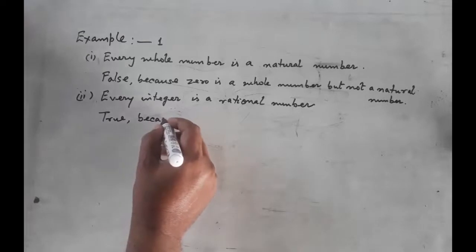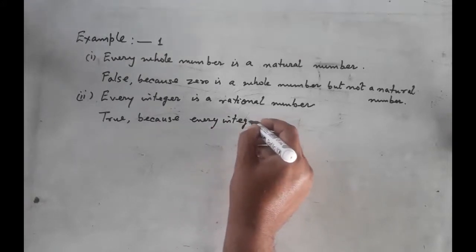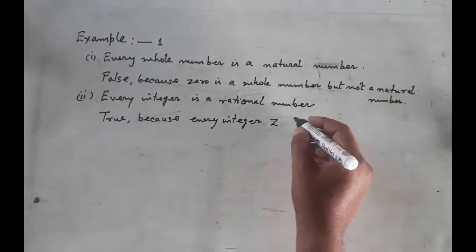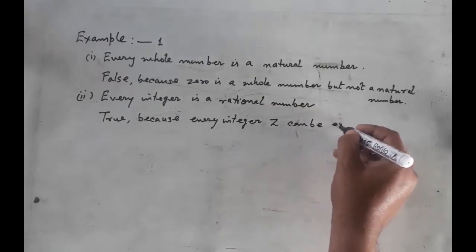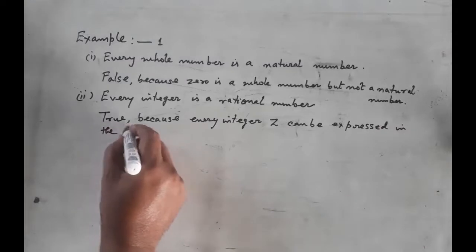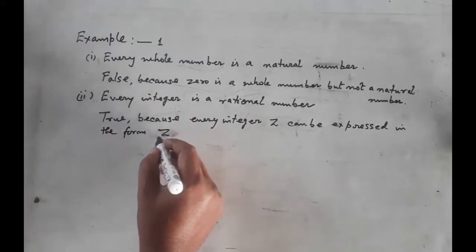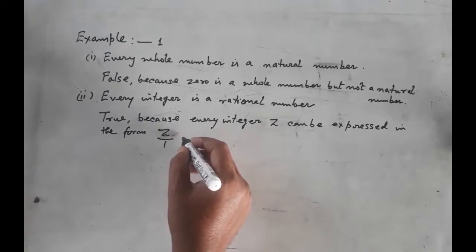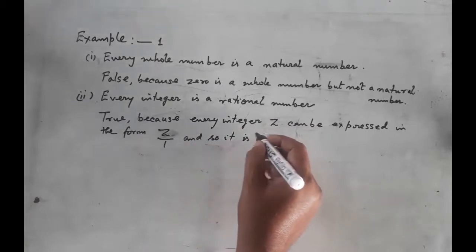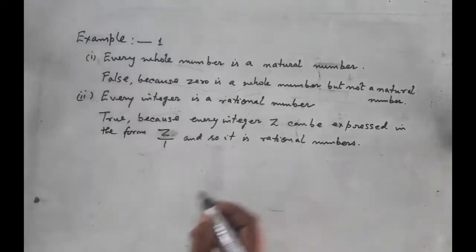because every integer z can be expressed in the form z by 1, and so it is a rational number.